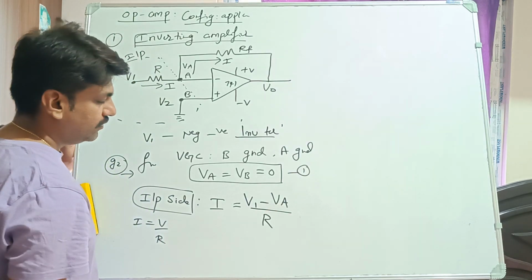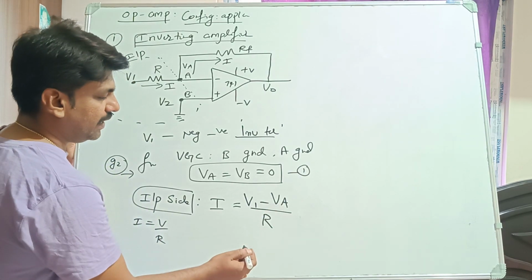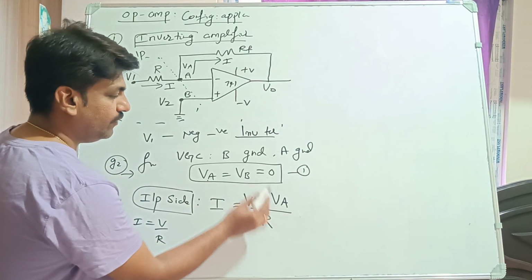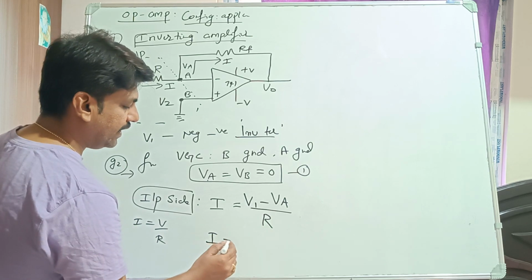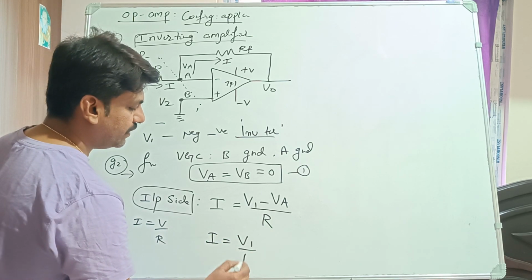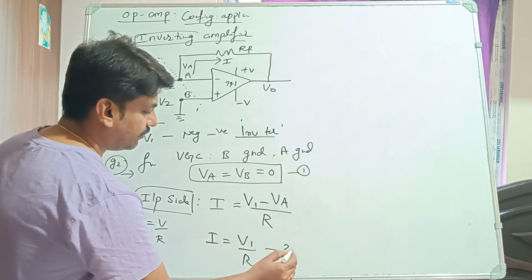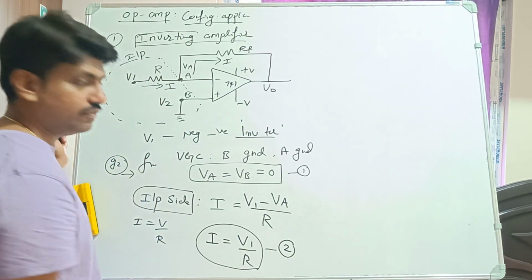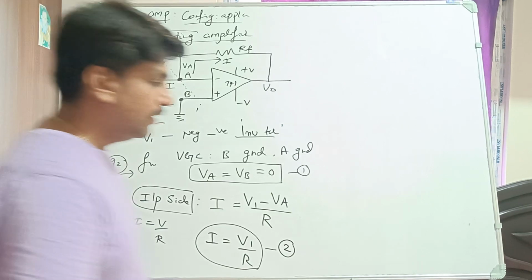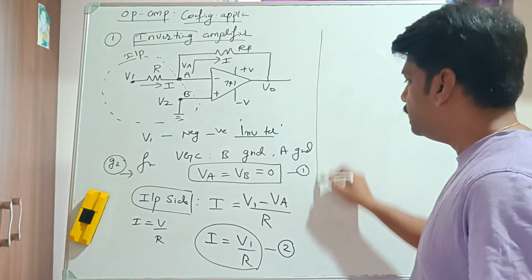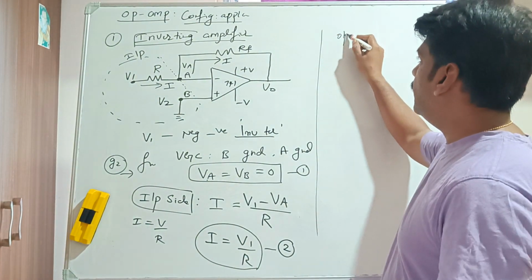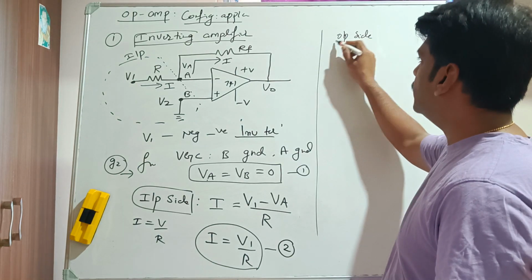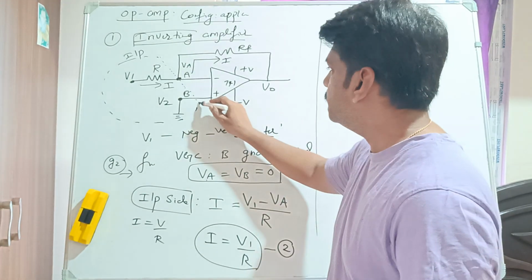So, V1 minus VA divided by R. Now, what is the value of VA? VA is 0. So I can write this as V1 divided by R. This is equation number 2. We got this from the input side. Now we should go for the output side. How is the output side? The output side is this part.